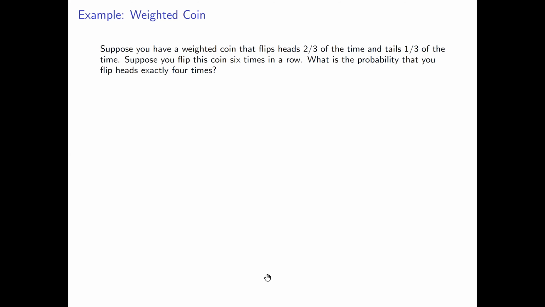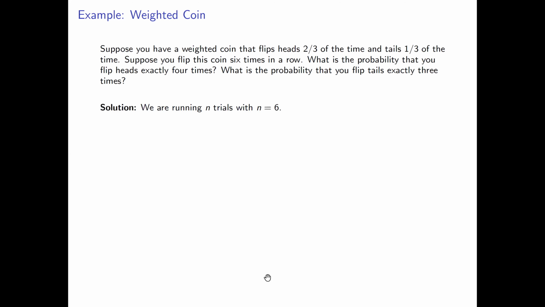Let's suppose we flip this coin 6 times in a row. The first question is, what is the probability that you flip heads exactly 4 times? And the second question is, what is the probability that you flip tails exactly 3 times? To answer both questions, we can just use the previous theorem. Notice in this case, we're running n trials with n equal to 6.